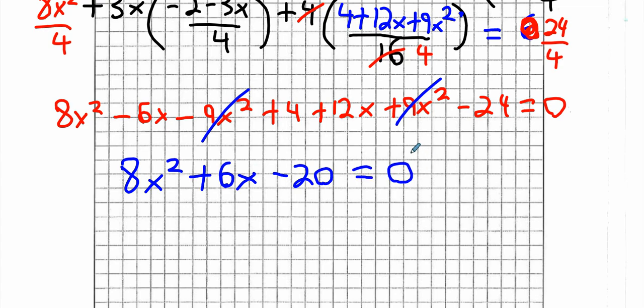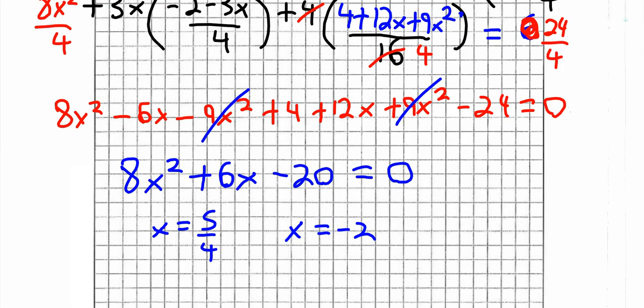I'm assuming you can all do a minus b formula, or you can all do a factorize, yeah? So we're assuming that. So the two answers are x equals 5 over 4. And the second answer is x equals minus 2.